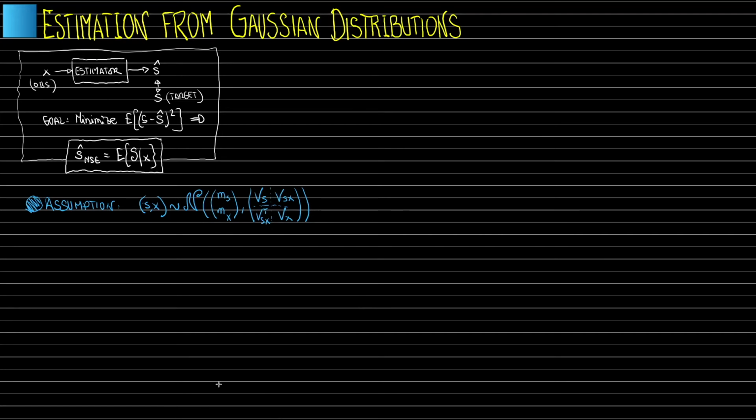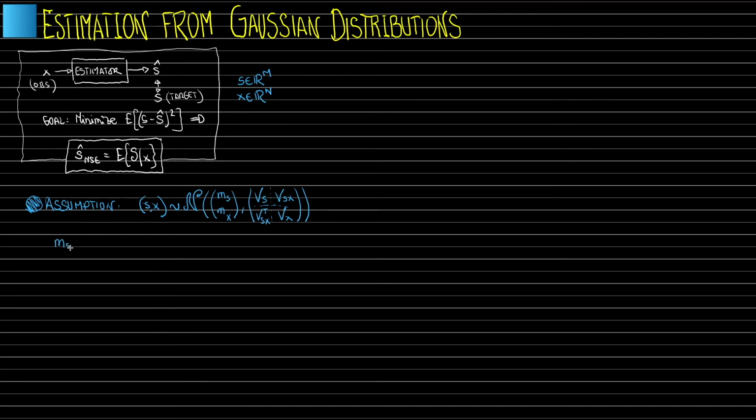So this is our general case. We will assume that in this case both s and x can be vectors. So we will assume that s can be a vector, an m-dimensional vector, and x can be an n-dimensional vector. So both can be vectors and with different dimensions. Okay.